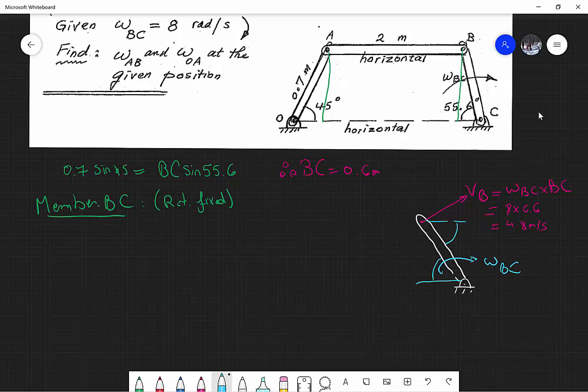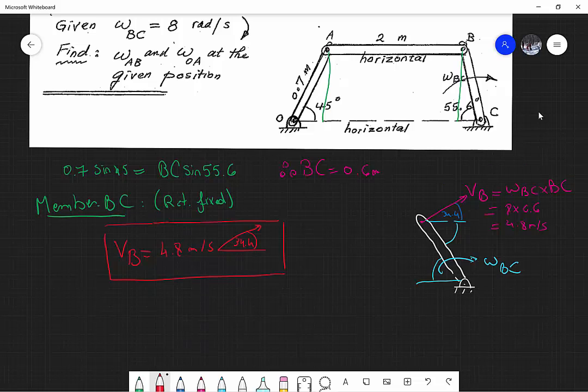This angle is 55.6, so the remaining angle will be 90 minus 55.6, which is 34.4. Okay, so we can say finally that VB will be equal to 4.8 meter per second at a 34.4 degree angle.